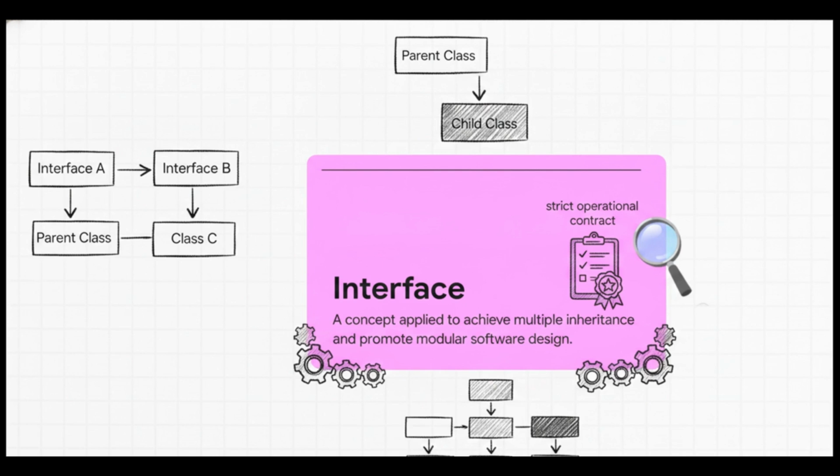So we need a workaround for a product to inherit behaviors from multiple different sources. That is exactly where interfaces come in. An interface is a concept we apply to basically achieve multiple inheritance and promote highly modular design. Instead of being a structural blueprint for an object, an interface is a strict operational contract. It basically defines the what without worrying at all about the how.